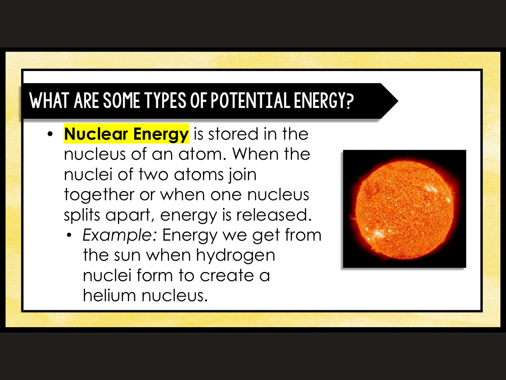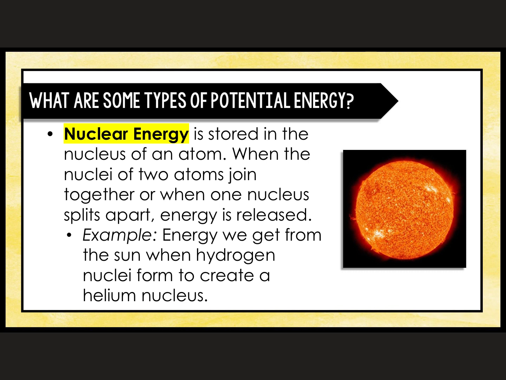A fourth type of potential energy is nuclear energy. Nuclear energy is stored in the nucleus or center of an atom. When the nuclei of two atoms join together, or when one nucleus splits apart, energy is released. For example, we get energy from the sun when the hydrogen nuclei fuse to create a helium nucleus.